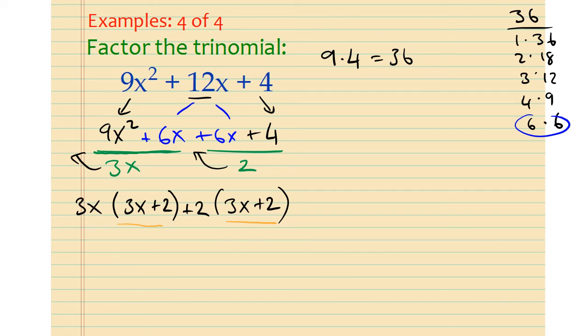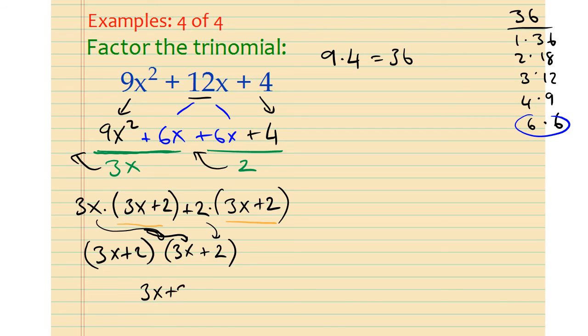Once you see matching binomials, you can factor that out from each term. 3x plus 2 factored out from the first term, you still have 3x. And then from the second term, you have a positive 2. It turns out that our answer is 3x plus 2 times 3x plus 2, which would be 3x plus 2 squared.